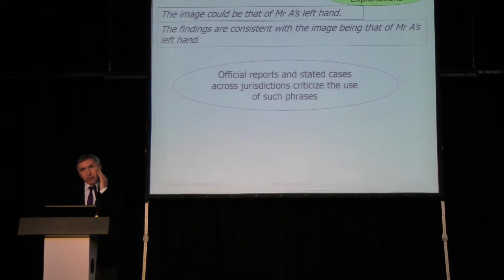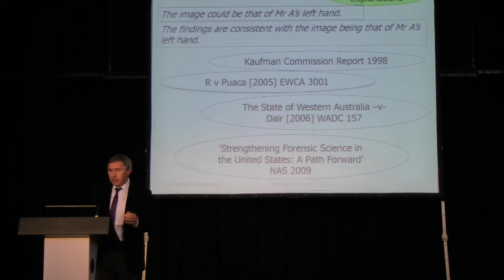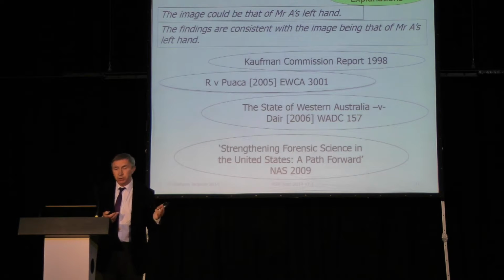And he's also mentioned that there have been various reports from various jurisdictions that criticise the use of phrases such as "could have come from" or "could have happened" or "consistent with". Here are just a few, if you're particularly interested in the legal side of things. The Kaufman Commission in Canada looked at a case that involved fibres evidence and was highly critical of the scientists saying the fibres could have come from this source. The case of Poaka was, I think, a facial image comparison. Again, the Court of Appeal was critical of the phrase "could be the same".